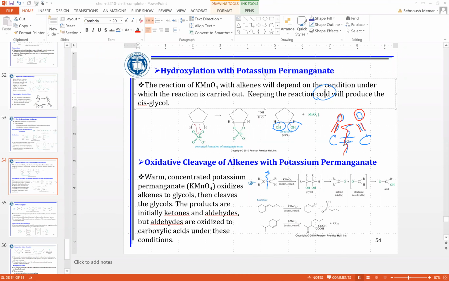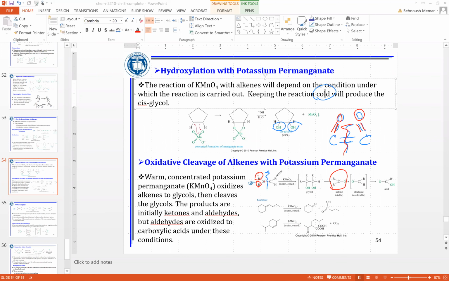Now, if it's symmetrical, you would get two of the same product. If it's asymmetrical, you would get two different products. That part is kind of easy, of course, because you're cutting the molecule in half. If it's symmetrical, you would get one product. Second, if each carbon of the double bond is disubstituted, or 2R carbon, meaning that both of the groups attached to the carbon are alkyl groups, your product is going to be ketone.